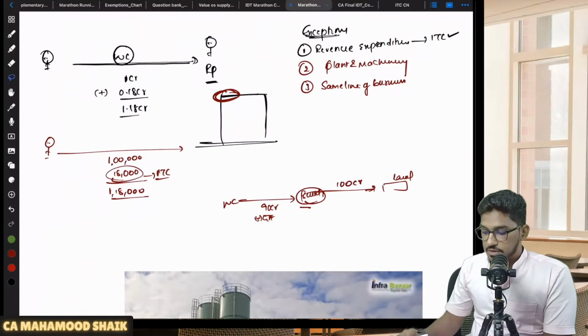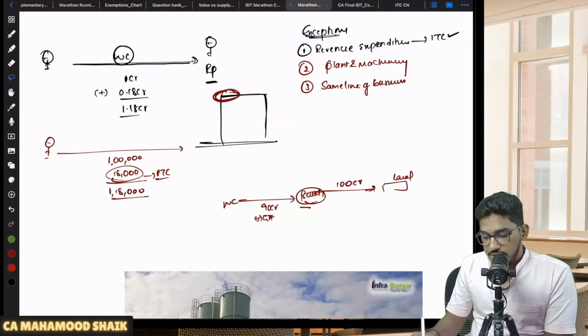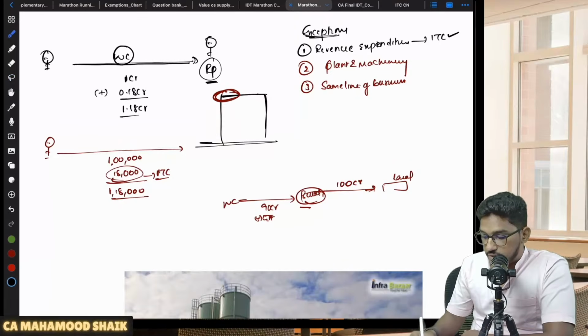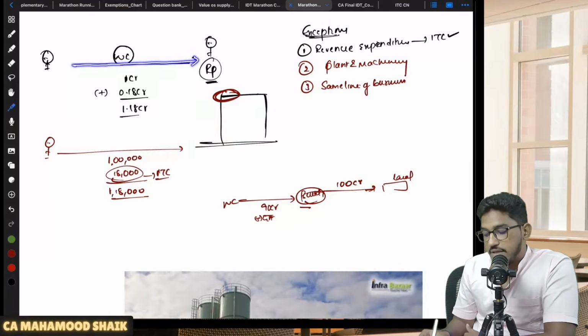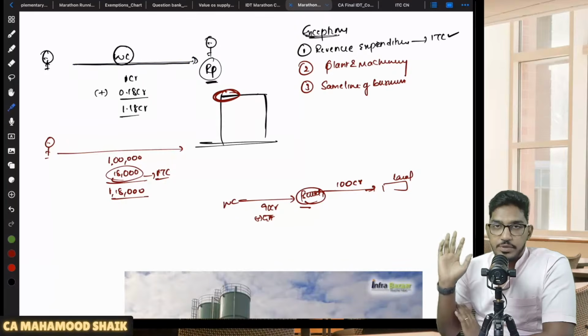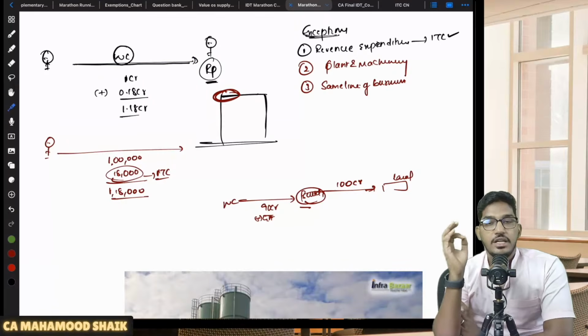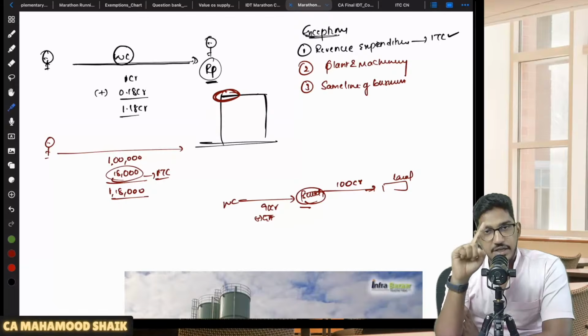So the first thing they say is, in case you are a recipient who is a registered person, and in case you are receiving works contract services in relation to the construction of an immovable property. If you are a registered person, if you are receiving any services relating to works contract.